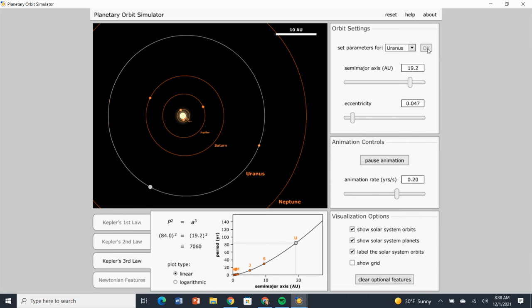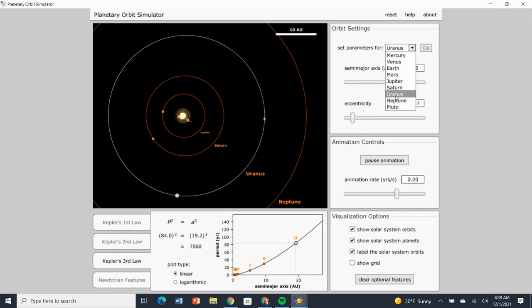If you look very carefully, this is still moving. It's still moving. It's just very slow. And notice now that these numbers have changed for planet Uranus, and this is where it's at on the graph compared to the others. So go ahead and pause and record the information for Uranus.